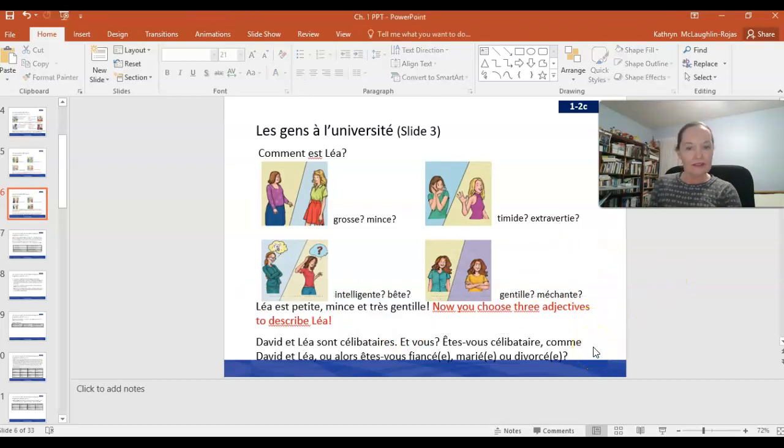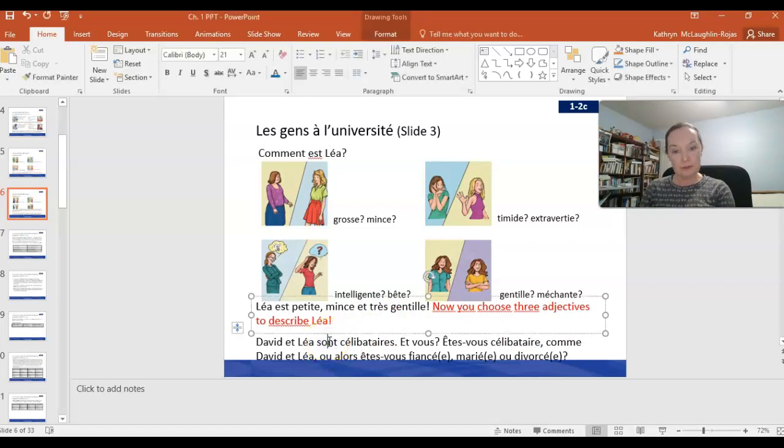Okay, and finally we have a couple of other adjectives that can describe people here at the end. David et Léa sont célibataires. So remember, we're using sont, which is the plural form of the verb être. It goes with David et Léa, the 2 people in the subject. David et Léa sont célibataires.